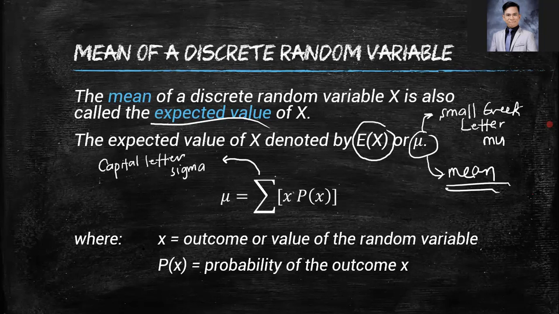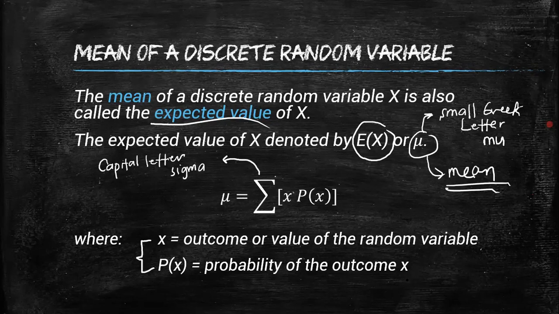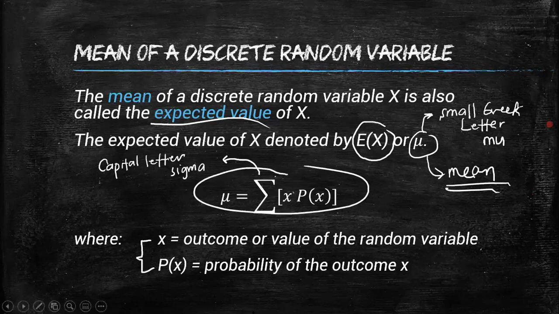Ano yung x? Ano yung p of x? This is actually familiar. Why? Because we already discussed this one last meeting. X is the outcome or variable or the value of the random variable. And the p of x is the probability of the outcome x or the variable x. Okay? Tandaan nyo muna yung formula na to.